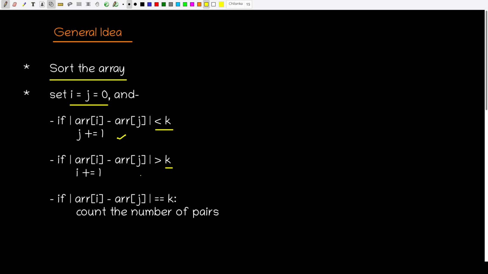And in this way, either by increasing the value of j or i, we will be able to make the difference equal to k. When the difference is equal to k, we just have to count the number of pairs. So that's the general idea behind solving this problem, folks. Now let us take an example in order to understand this.